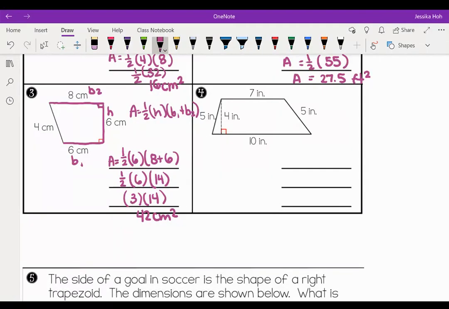All right, for our next one, that also has a whole bunch of extra numbers. So we're going to find our perpendicular line. Then our bases are across from each other. This is base 2, base 1, and my height. I'm going to write it over here. Area equals 1/2 height times base 1 plus base 2.